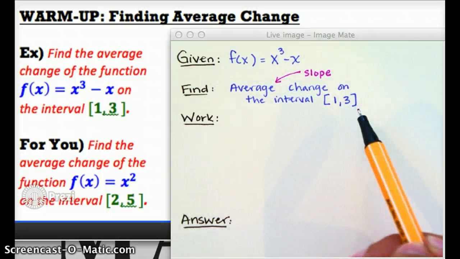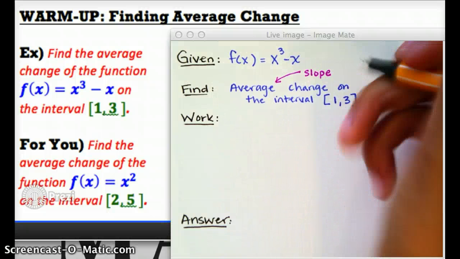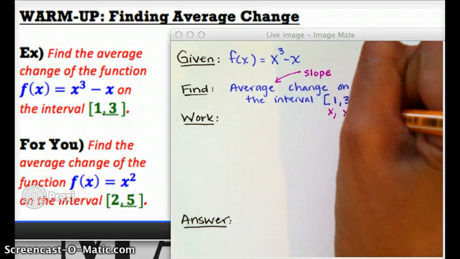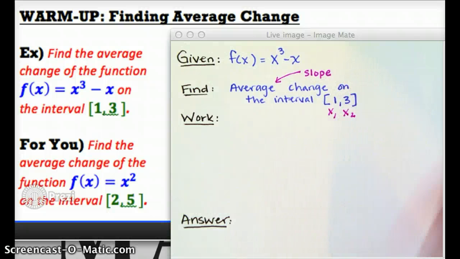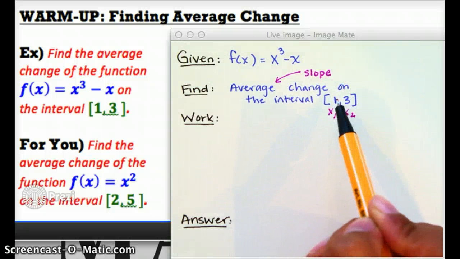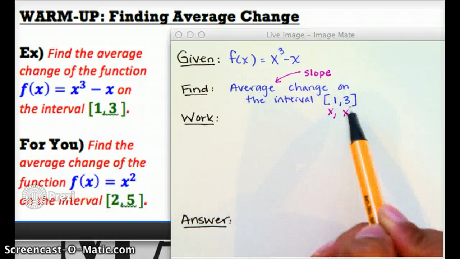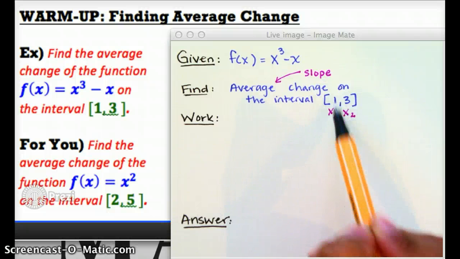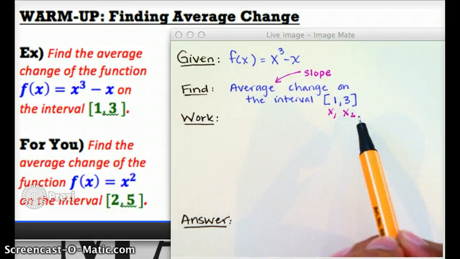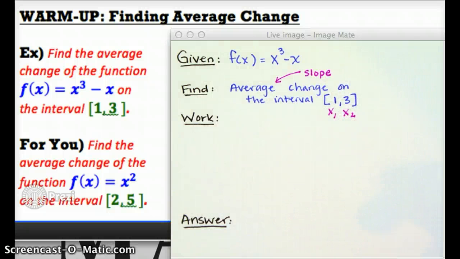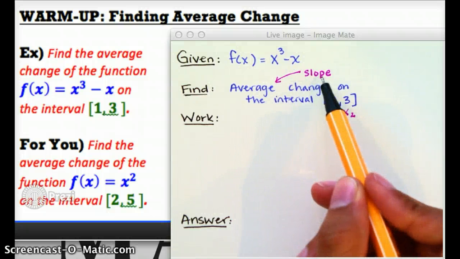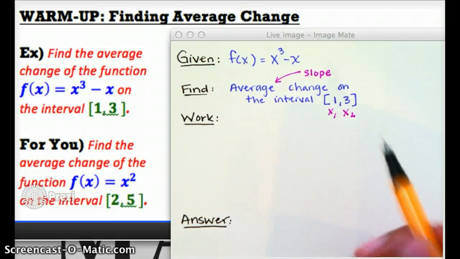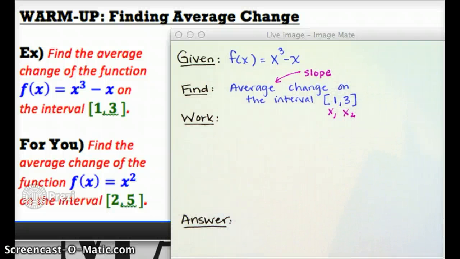This interval is really key. This interval is telling you the first x value and the second x value. Don't accidentally make the mistake of thinking this is an x and a y. This is an interval. We always designate intervals on the x-axis of the function. So this is where we're starting, and this is where we're stopping. And that's actually how you start the work. Since we know we're going to calculate slope, we need to be able to find y2 and y1, and we'll use x1 and x2 to do that.